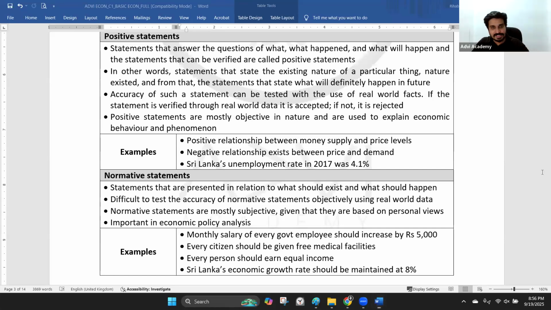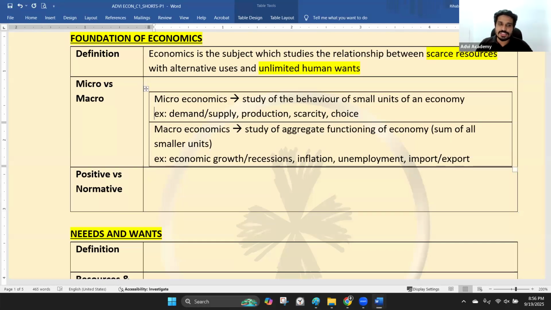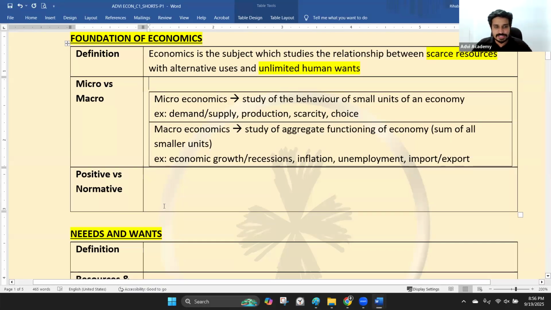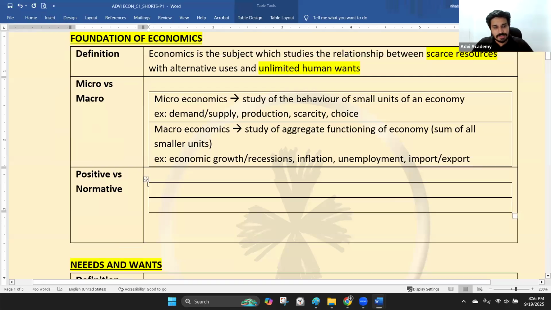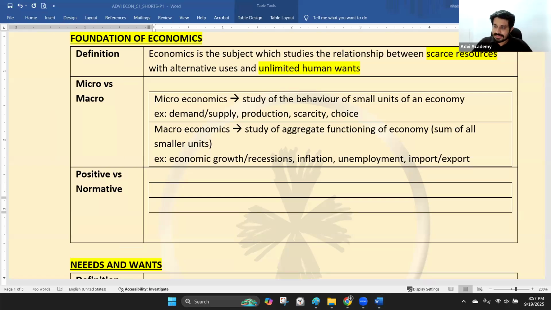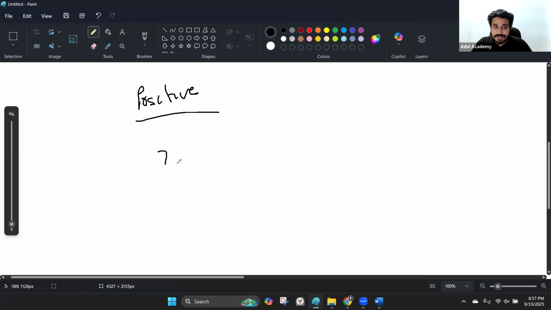Remember, as far as economics is concerned, there are a lot of policies that we have to make. Policy making is one of the most important things in economics. Therefore, when we are talking about economics itself, there are some statements in economics, some facts we call them. For example, if I say the inflation rate in Sri Lanka was 7% this year, 7% last year, that's a fact, right?